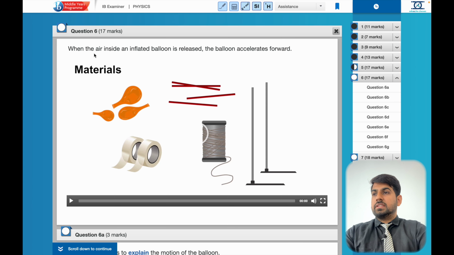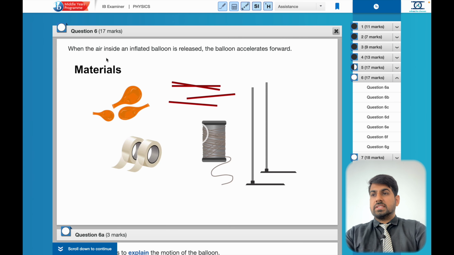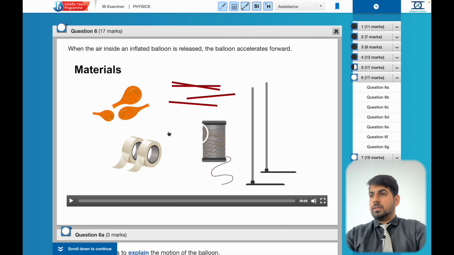When the air inside the inflated balloon is released, the balloon accelerates forward. Okay. So, I will just play the video.